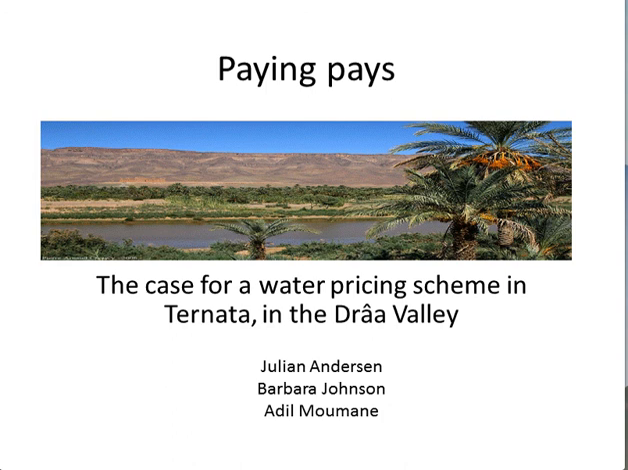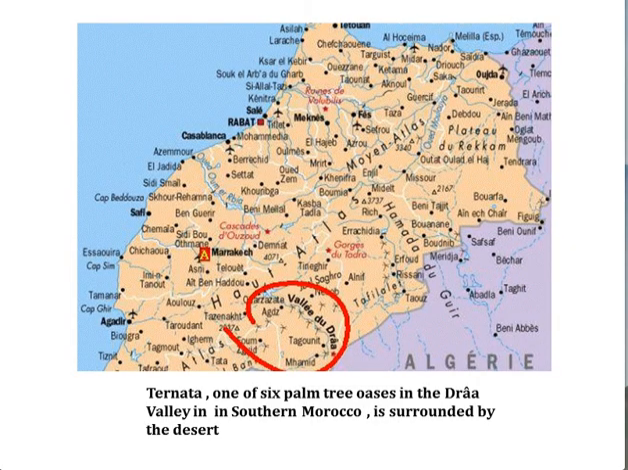So this presentation is about a water pricing scheme in the Drah Valley. The Drah Valley is in southern Morocco in the desert area, and it actually gets its name from the River Drah, which starts in the High Atlas Mountains and runs all the way into the Atlantic Ocean. And the area we selected for our case is called Tamnougalt, and it's one of the oases in the valley.